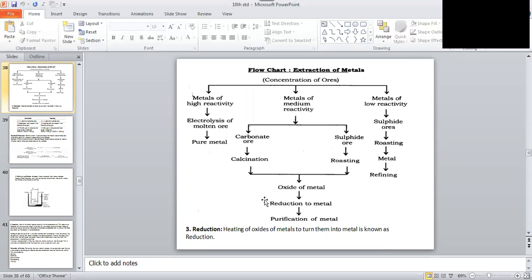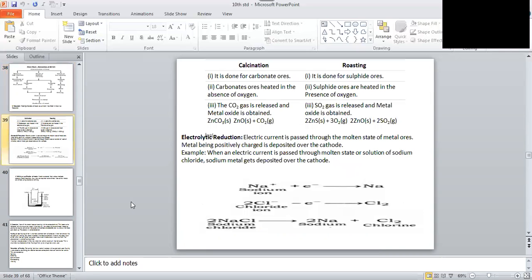So the third step involved in the extraction of metal is reduction. So what is reduction? We had converted metal into metal oxide. This metal oxide from which oxygen can be removed, that is called reduction. So heating of the metal oxide which turns into metal, so removal of oxygen is called reduction. Here we will study the difference between calcination and roasting.